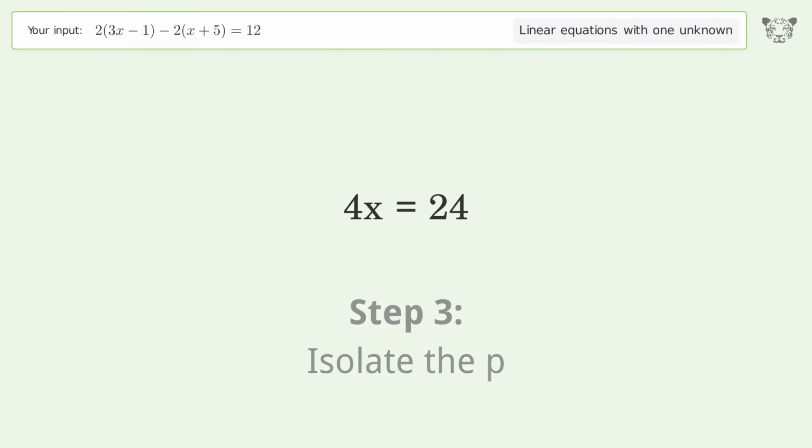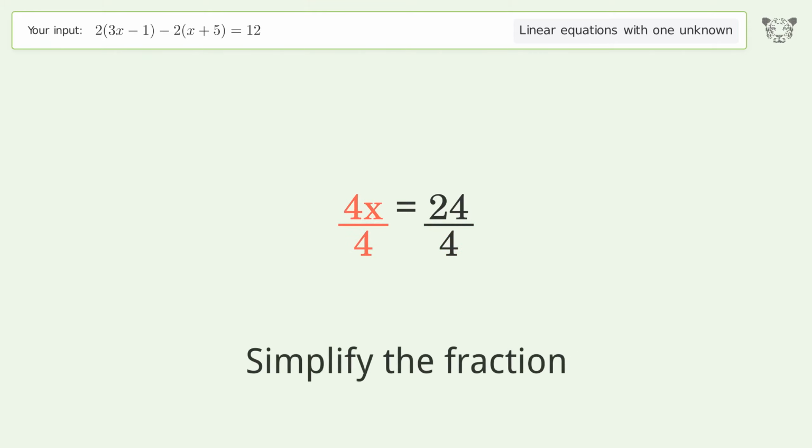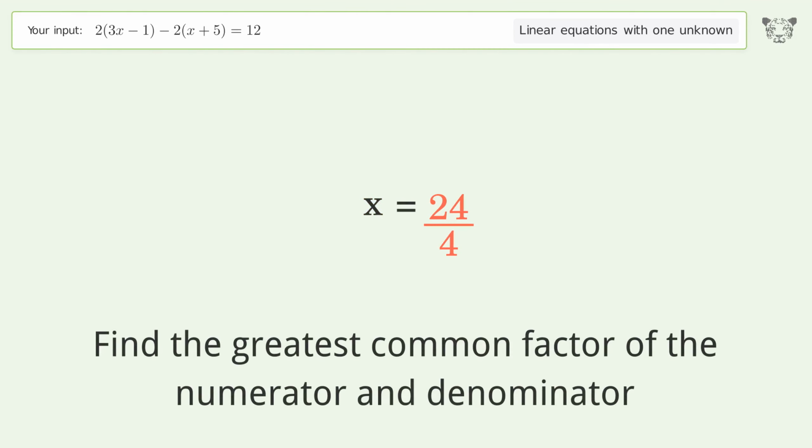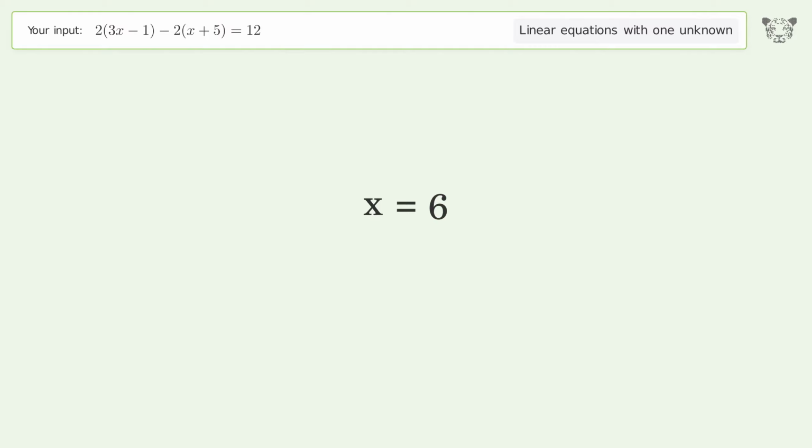Isolate the p. Divide both sides by 4. Simplify the fraction. Find the greatest common factor of the numerator and denominator. Factor out and cancel the greatest common factor. And so the final result is x equals 6.